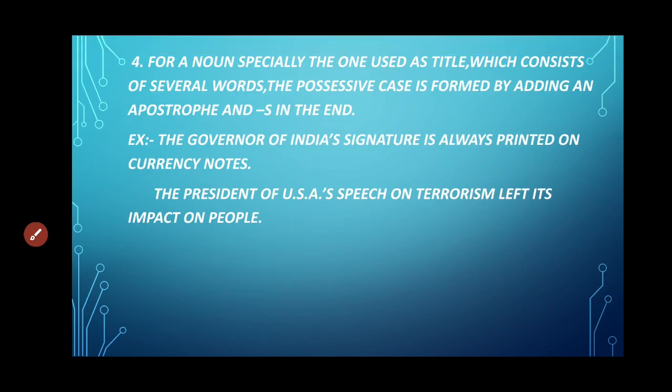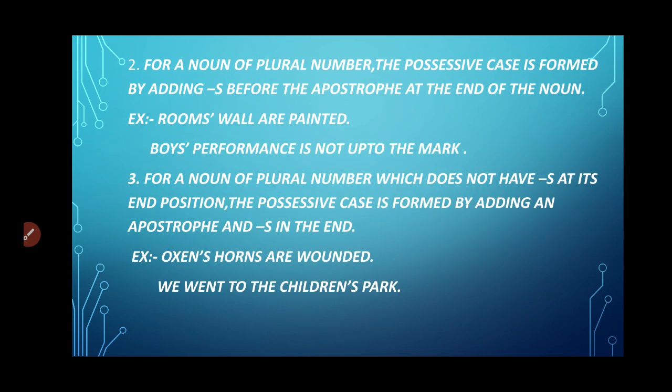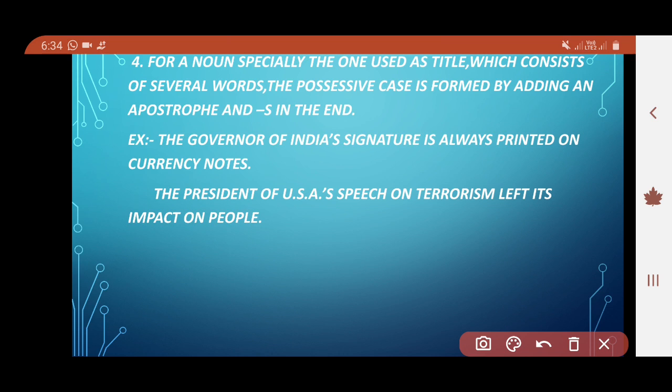Now comes the fourth rule. For a noun, especially the type of noun which is used as a title, which consists of several words. That means for a noun which is specially used as a title but has several words, for such a noun, the possessive case can be formed by adding what? Apostrophe and s at the end. Okay, let's check. The Governor of India's signature is always printed on currency notes.